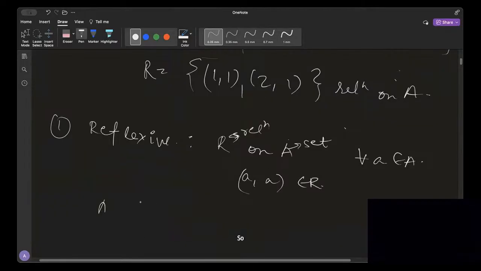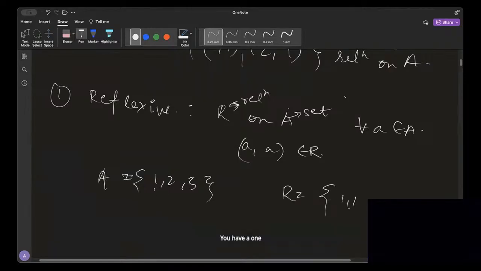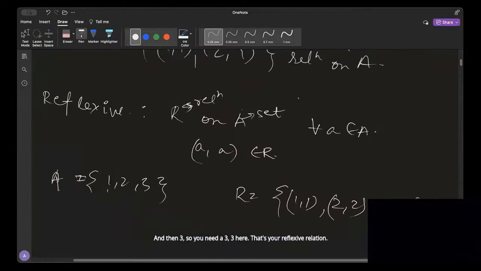So that means, let's say your set is 1, 2, 3, and you have to define a relation on this which is reflexive. Then what you need to do is define it in a manner such that you have a 1 here, so we need (1, 1) here. You have a 2 here, so we need (2, 2) here, and then 3, so you need (3, 3) here. That's your reflexive relation.